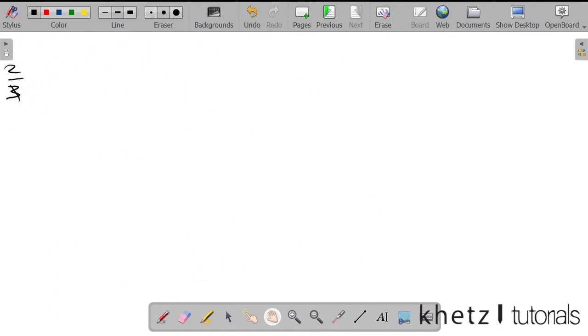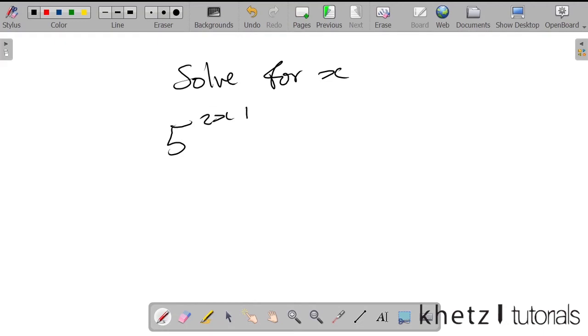We're now going to move on to equations in terms of exponents, and we want to solve for x. So let's say we're given 5 to the 2x plus 1 plus 5 to the x plus 1. Then we have negative 5 to the x equal to 0. And we're asked to solve for x.